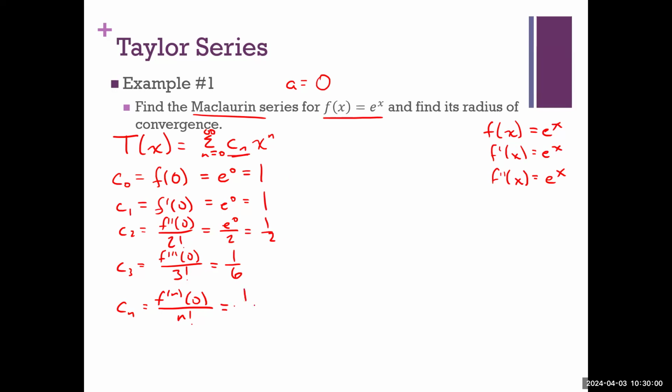Right, so the derivative of this function is always going to be e to the x, and I'm always going to be evaluating that function at 0. So I'm always going to get 1, right? Questions on that so far? So now we write out our first few terms. I think this is going to be 1 plus x plus 1/2 x squared plus 1/6 x cubed.